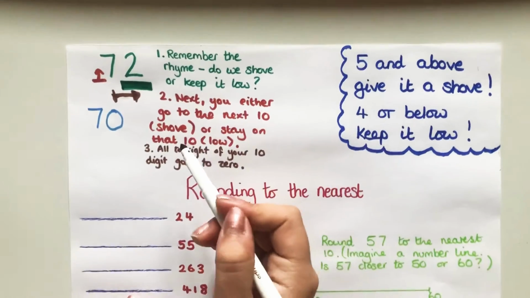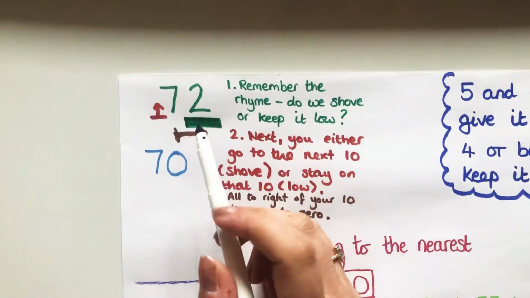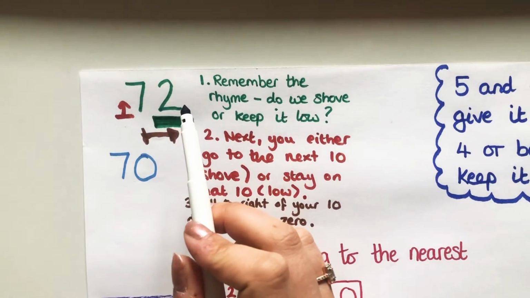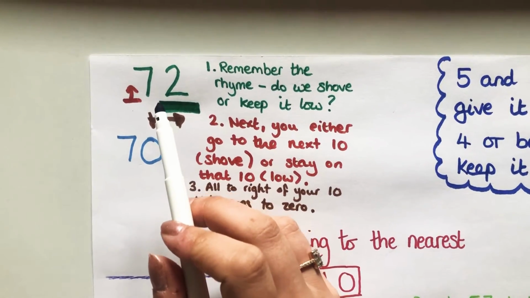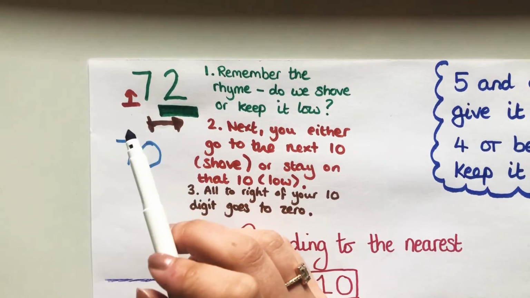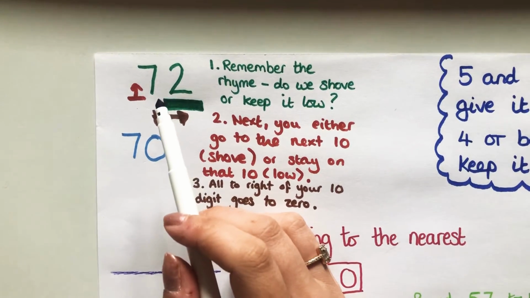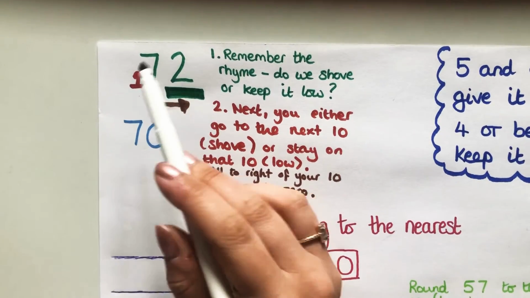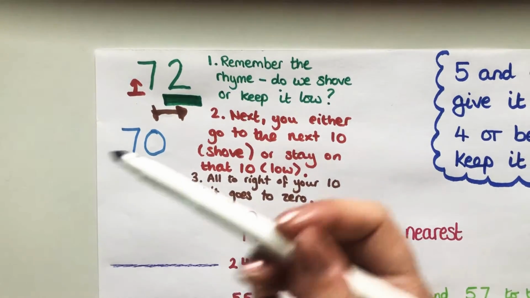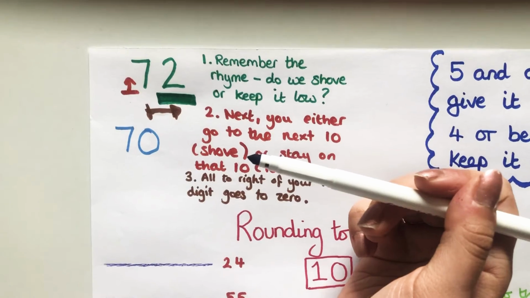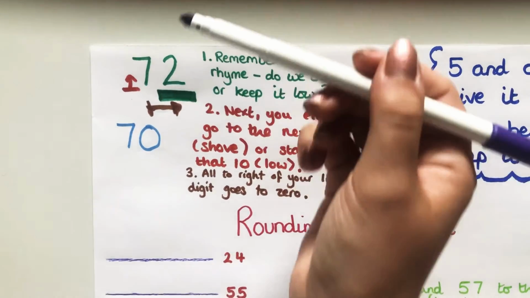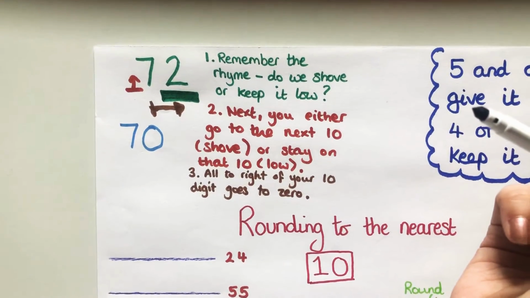So if we move over to my example over here, I have the number 72. So have a think, how many tens are there in 72? That's right, there are 7. So I am either going to stay with 7 tens or move up to my next tens. What is my next 10 after 70? 80. So it's either going to be 70 or 80. Those are my two choices.